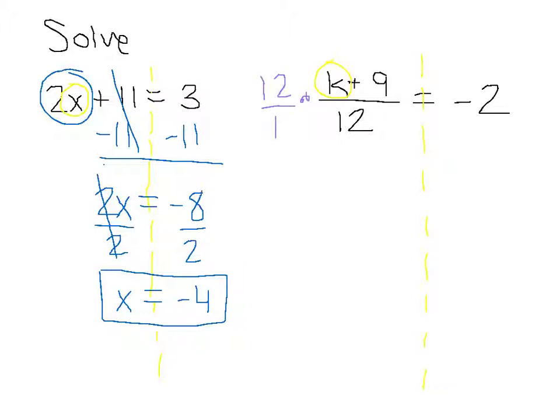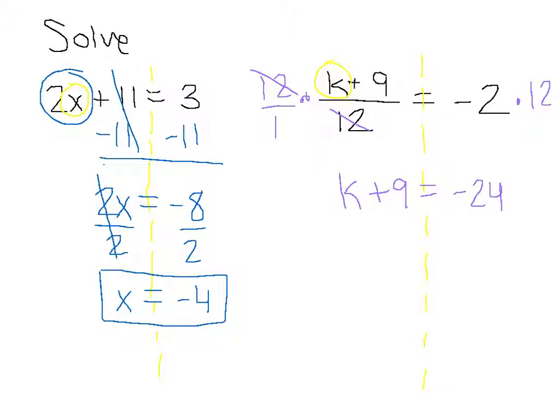You can put it over 1 if you want to, if that helps. It helps some people because it shows you can cross-cancel. You have a 12 on top and a 12 on the bottom. If you're showing that you multiply, it's the same thing as doing 12 divided by 12, which cancels out to become 1. So the only thing left over on the left-hand side of the equation is k plus 9. And negative 2 times 12 is negative 24.